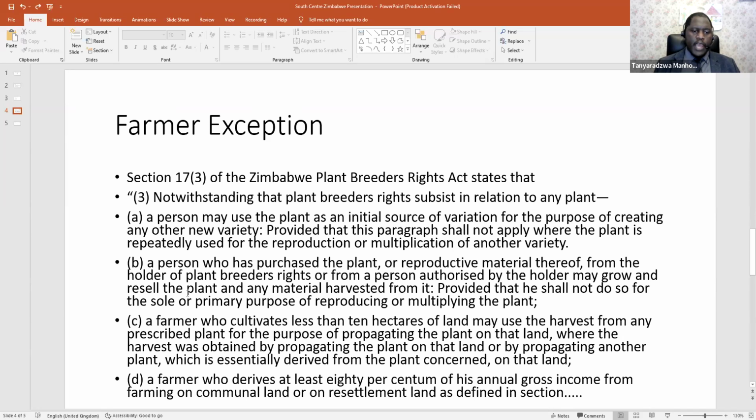Again, in D, we have a provision which basically says that where a farmer derives at least 80% of their annual gross income from farming on communal land or resettlement land, as defined in other sections, they have an exception. Again, this is to protect our small-scale farmers and our communal farmers.